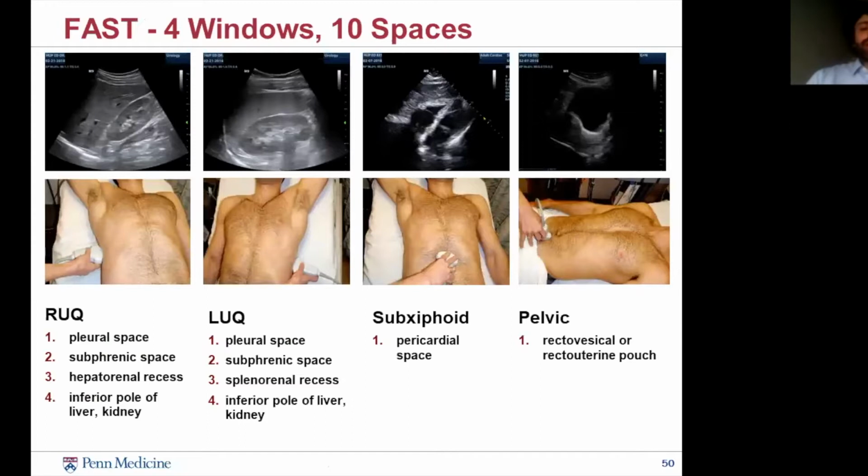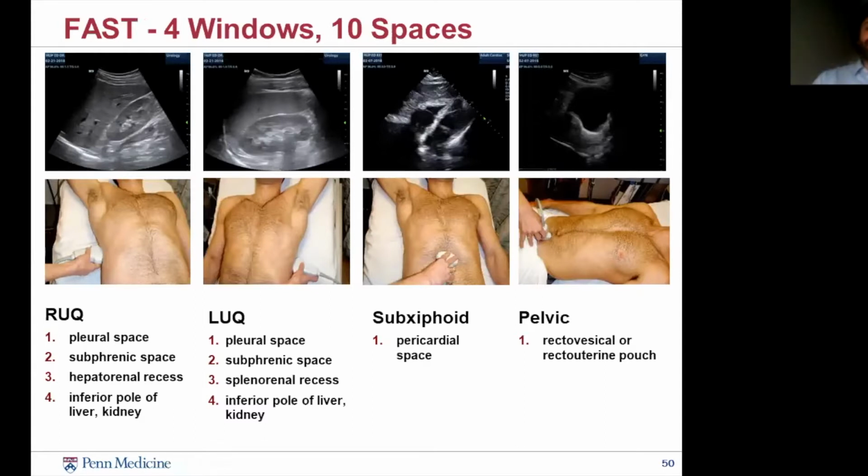Abdominal ultrasound has a great deal of evidence behind it. The FAST exam has been in use in emergency medicine for more than a decade now. The FAST exam involves assessing the patient through 4 windows in the abdomen and assessing 10 spaces. In the right upper quadrant, you can see the pleural space looking for hemothorax, the subphrenic space looking for intra-abdominal hemorrhage, the hepatorenal recess, which is a very sensitive space for free fluid in the abdomen, and the inferior pole of the kidney, because that's a place where fluid sometimes likes to hide.